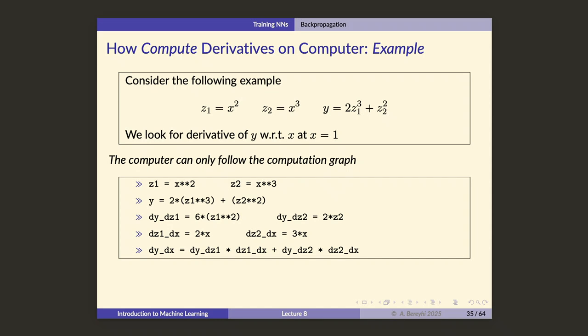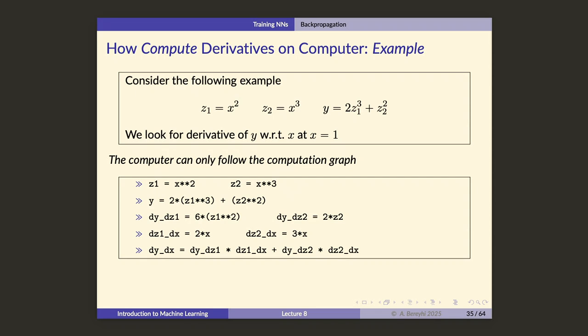Meaning that on your computer you have variables x, z1, z2, and then y. Every single one of them also has a gradient, right? So you have a gradient from y to z1, a gradient from y to z2, and then a gradient from z1 to x, a gradient from z2 to x, and then you do the whole computation, and it's going to be the gradient of y with respect to x.